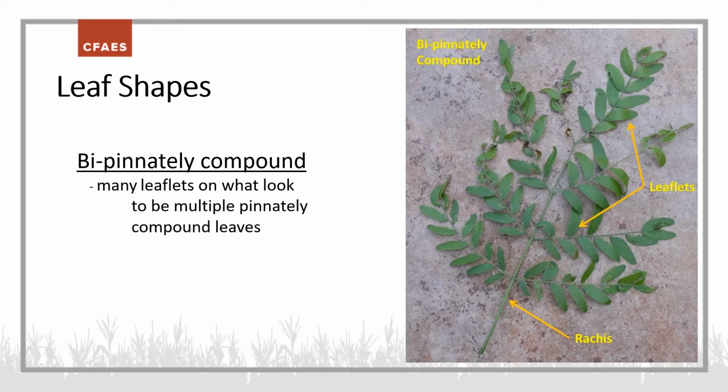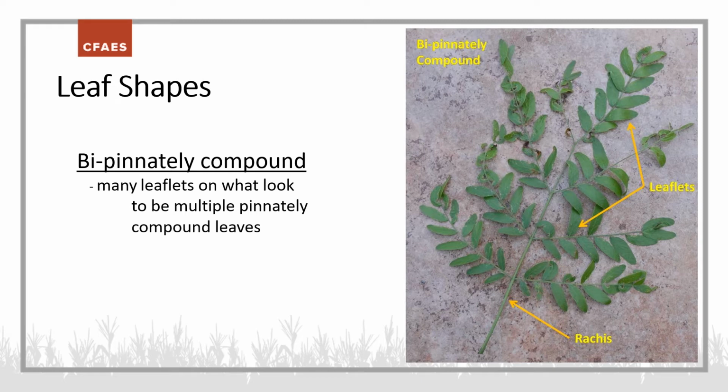And then we have bipinnately compound leaves. It may look like each one of these would be a leaf, but this entire structure you see is a leaf. Down here at the base of the rachis is where the bud would be for next year's growth. So this is critical that you see this entire thing.